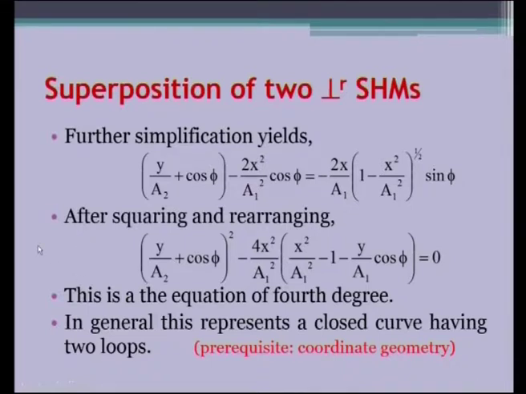This is the equation of fourth degree. How do we say it is a fourth degree equation? See, here there is an x square and here also there is an x square. So, when we multiply and open the bracket, definitely x power 4 will be there. So, this equation is the fourth degree equation. In general, this represents a closed curve having two loops. This equation will have two loops.